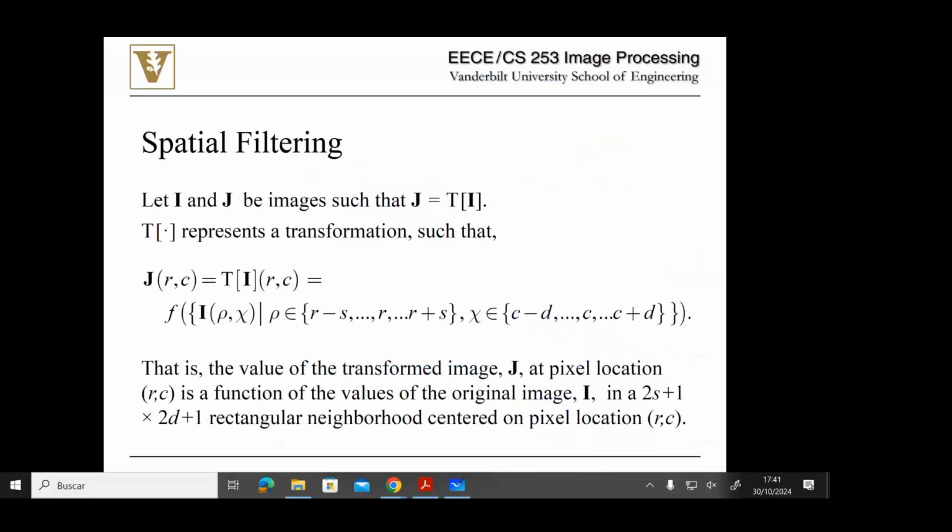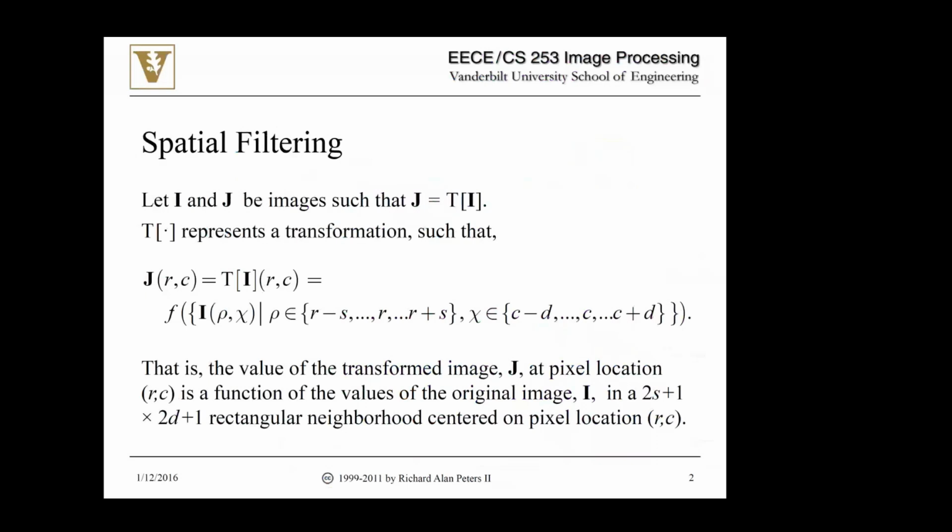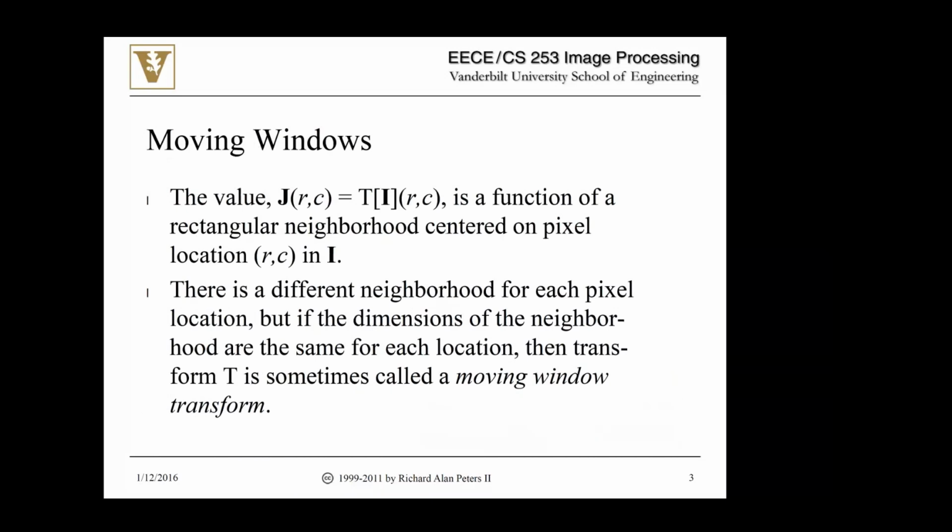So there is a transformation that takes a pixel (r, c) in a neighborhood, but here the neighborhood has minus S to plus S in rows and minus B to plus B in columns. So you take all that neighborhood, you go through a function, and then that function results in the output. These are called local transformations or spatial filtering.